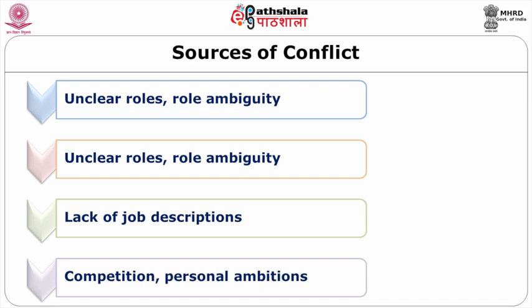Another point is trust. There should be a trustworthy environment in the institute. The more the people trust each other, the less the conflict. So we can say lack of cooperation and trust can be considered one of the important sources of conflict. The more the trust, the less the conflict. The more the cooperation, the less the conflict, and vice versa.